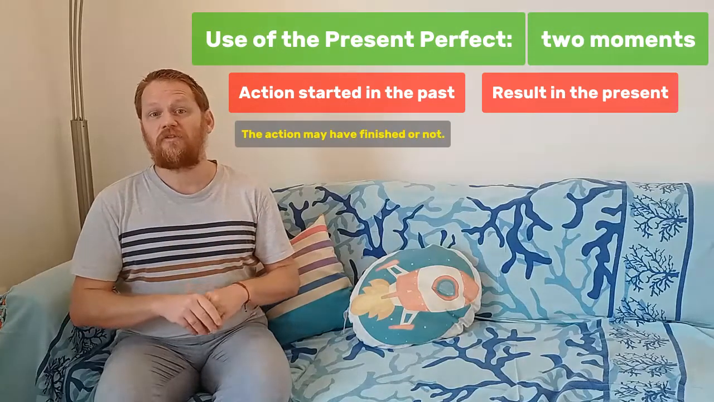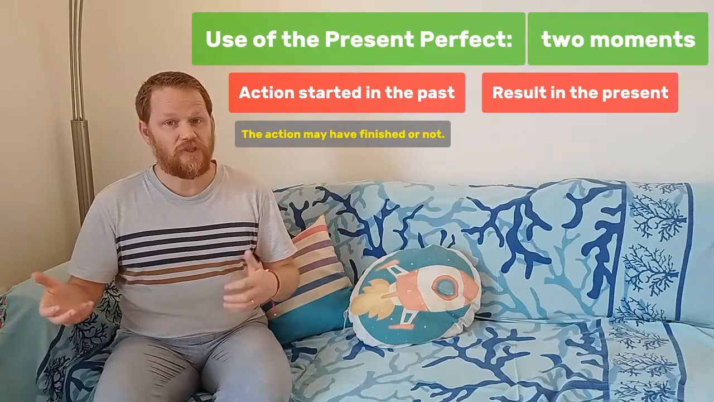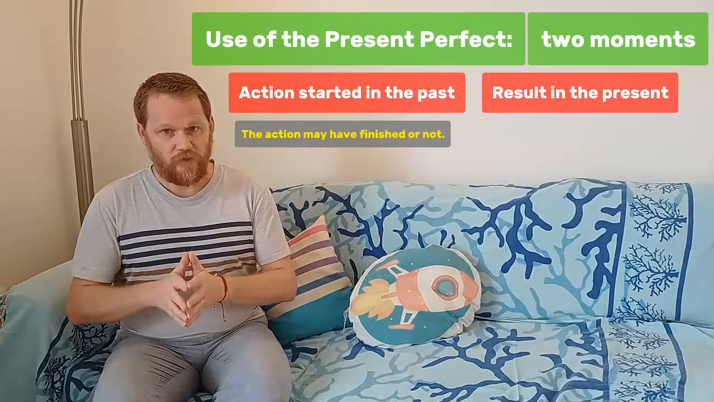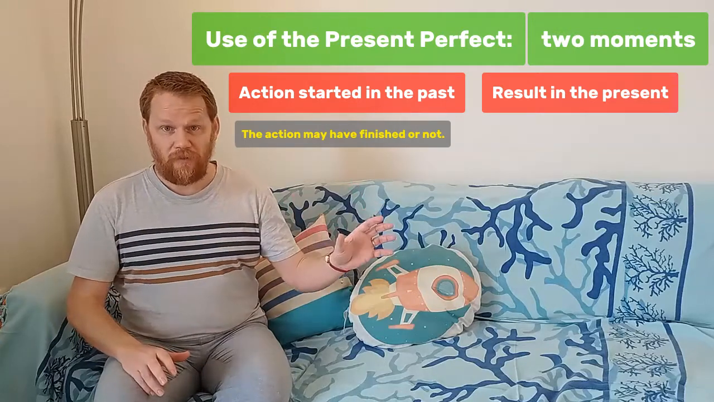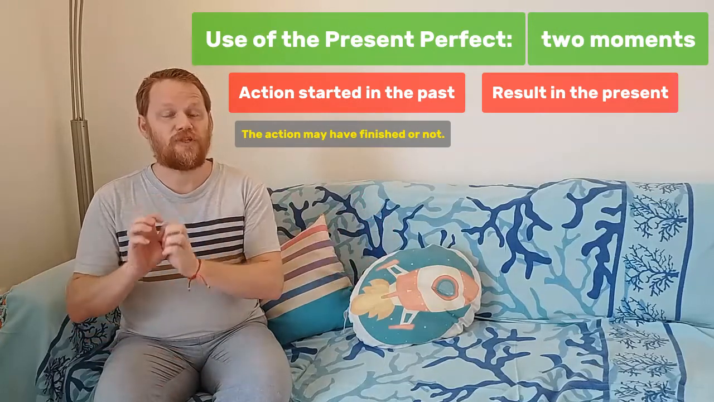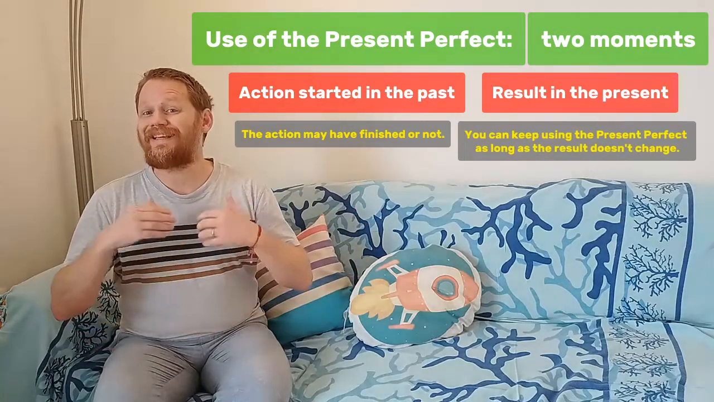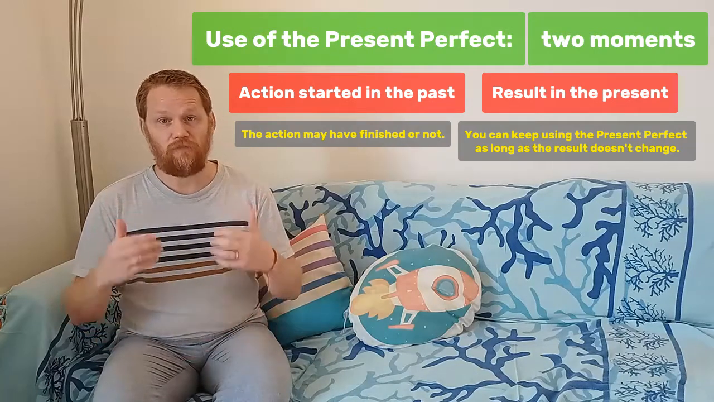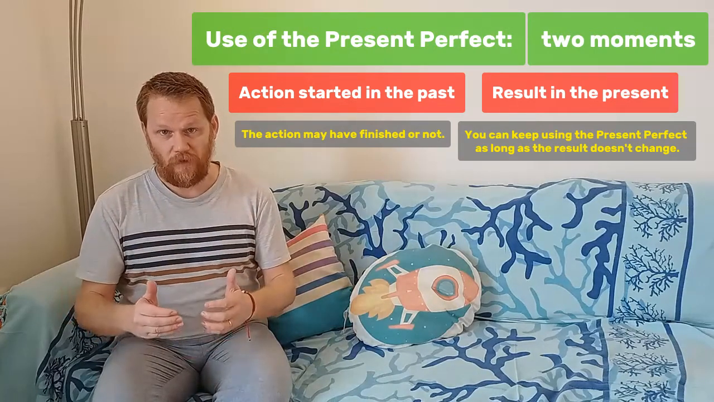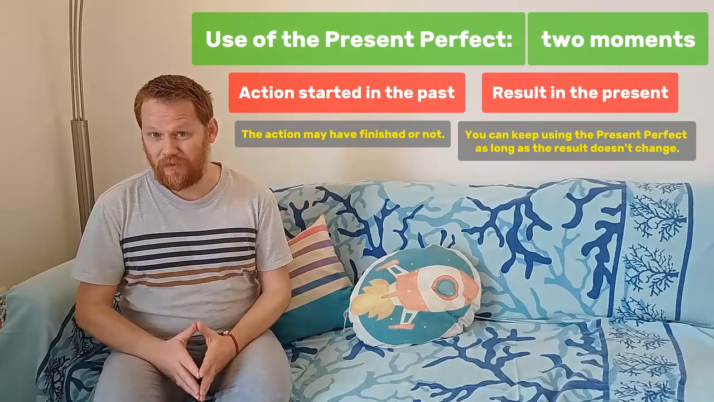Maybe the action finished in the past, maybe it didn't finish in the past. That is not important. What is important is that the action started in the past and there is a result now. Okay? Furthermore, we can keep using the present perfect as long as the result remains the same. Alright? Now, let's have a look at a couple of examples.